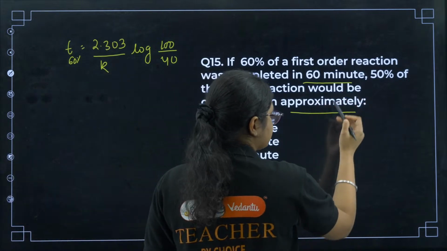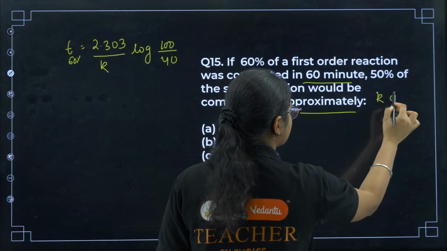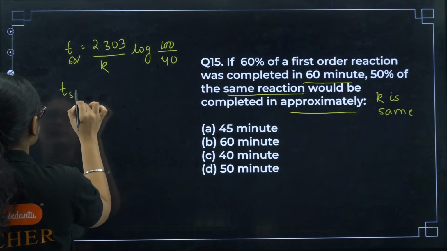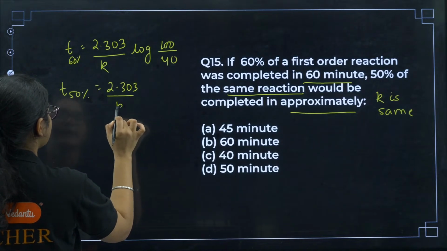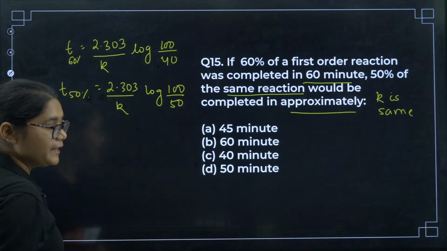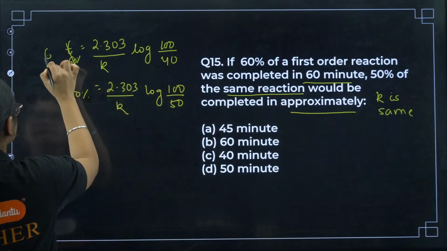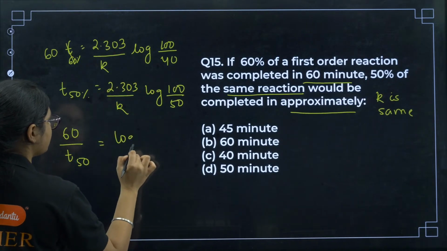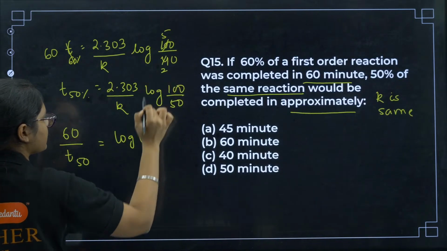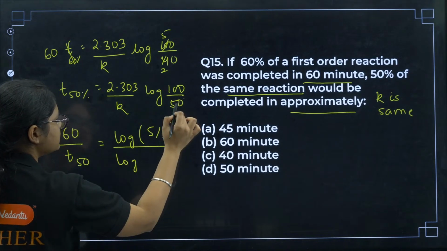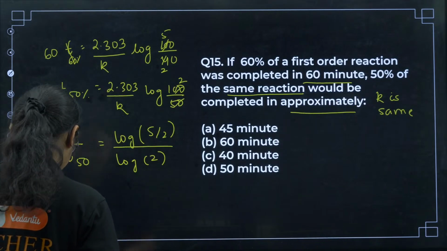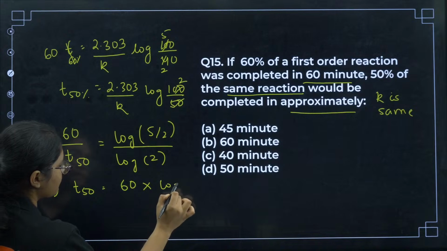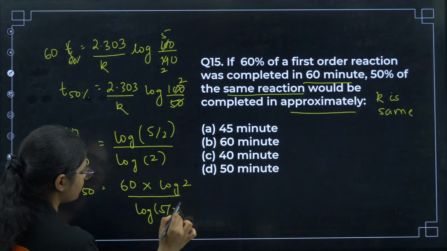Now see, since it is the same reaction, the K value is the same for both. So I can write T 50% is equal to 2.303 by K log of 100 by 50. I know T 60% is given as 60 minutes, so I can write 60 by T 50. The 2.303 by K gets cancelled. So log of 10 by 4 means 5 by 2, log of 5 by 2 divided by log of 2. So T 50 is equal to 60 into log 2 divided by log 5 by 2.